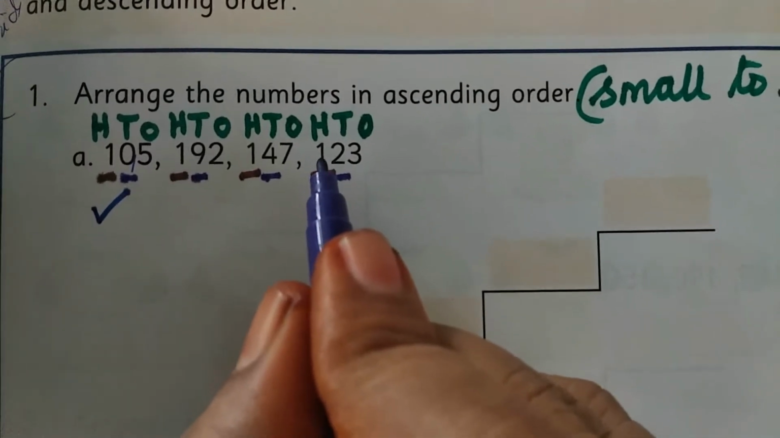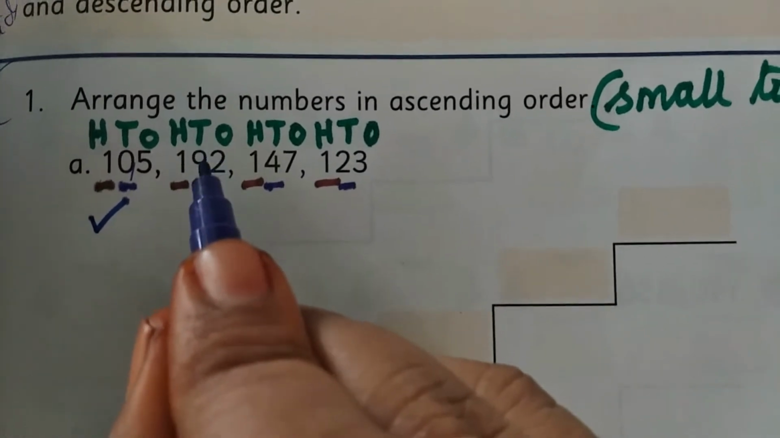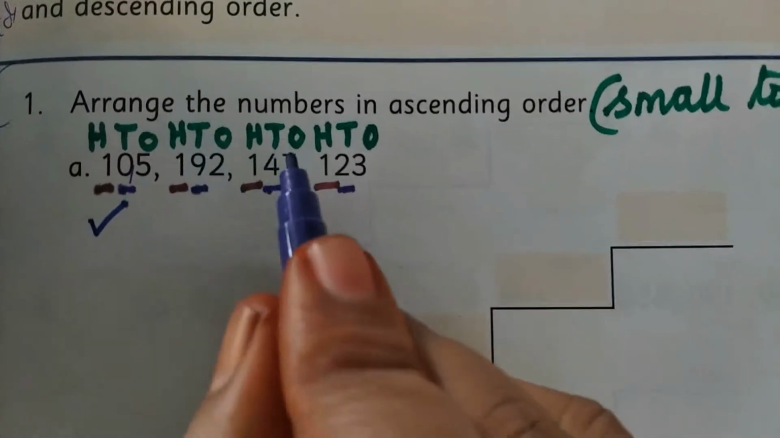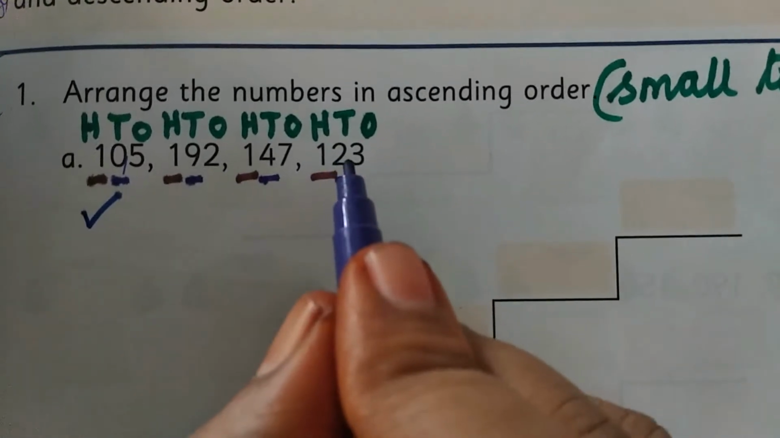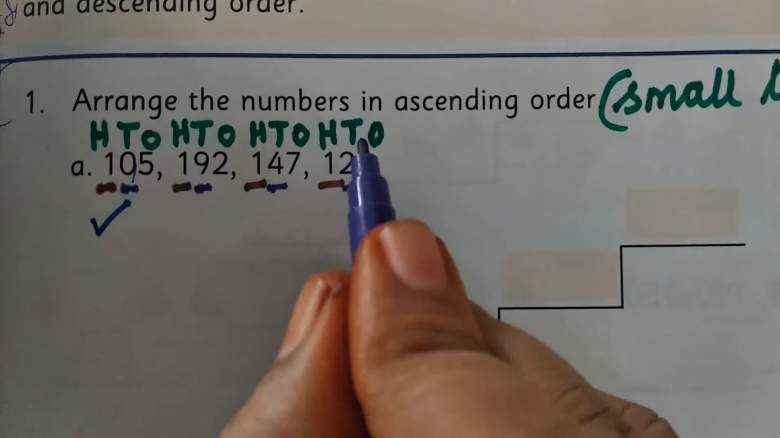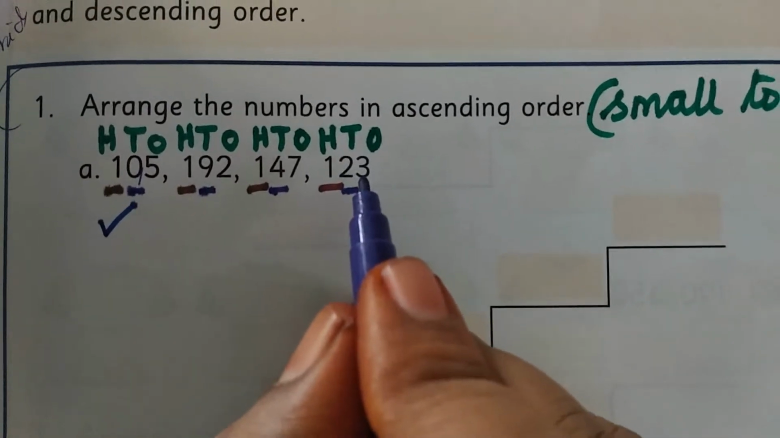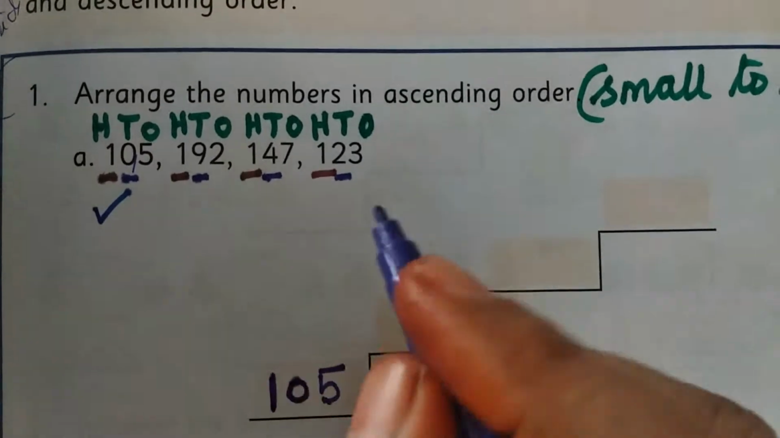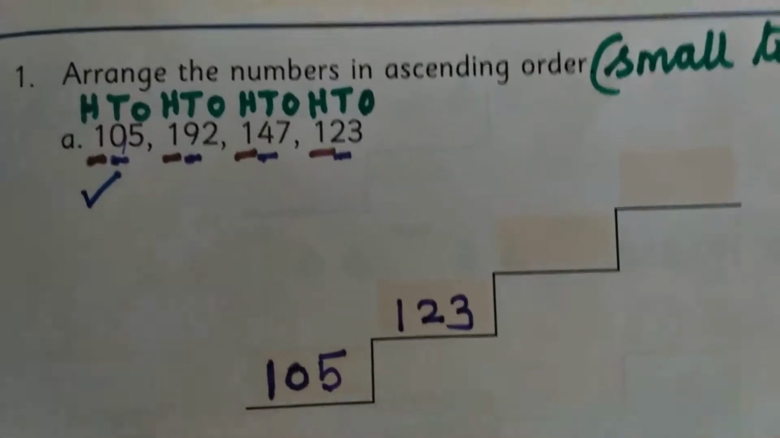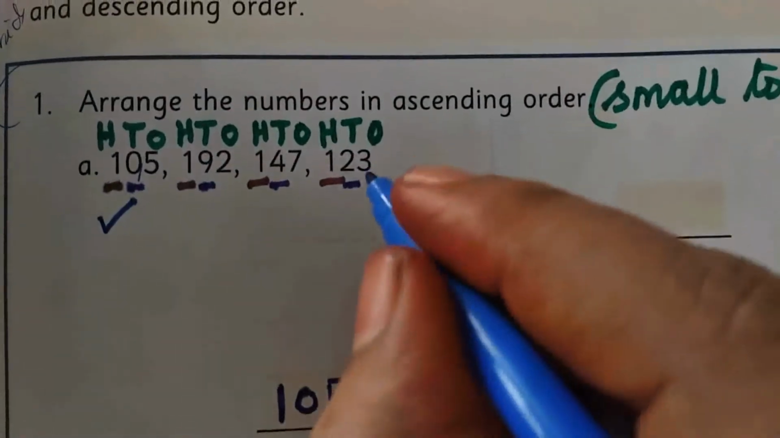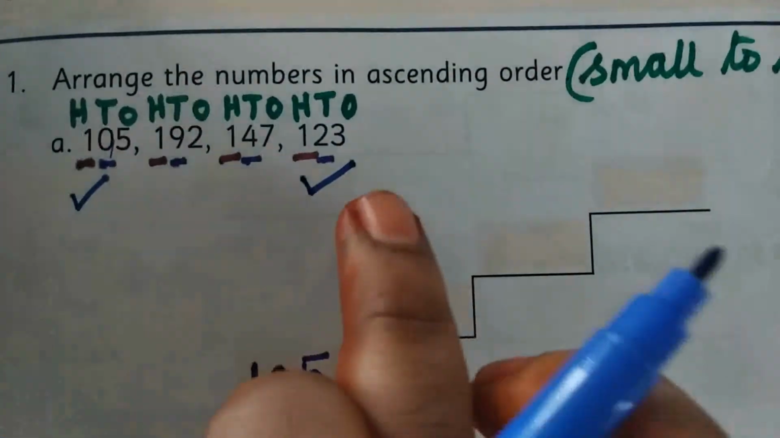Okay, next which place do we want to see? Yes, tens place. Okay, see second number we have 9 tens, 4 tens, 2 tens. So which is the smallest tens here? Yes, 2 tens. So 2 tens means 123 is the smallest number. Okay, so you want to write here 123. Okay, children? Yes, now you can put the tick mark. So these 2 numbers we have written.